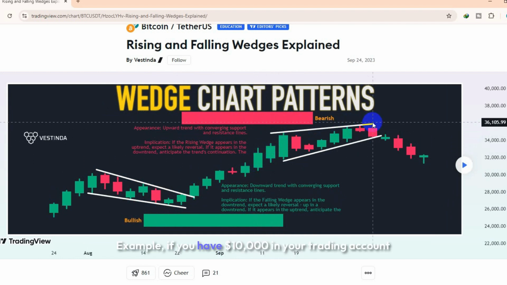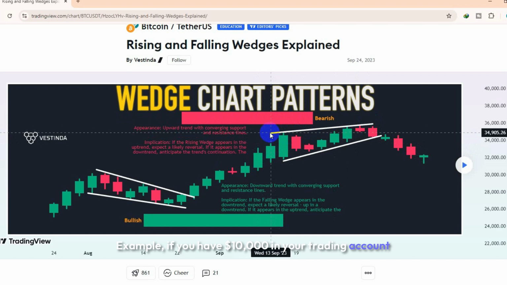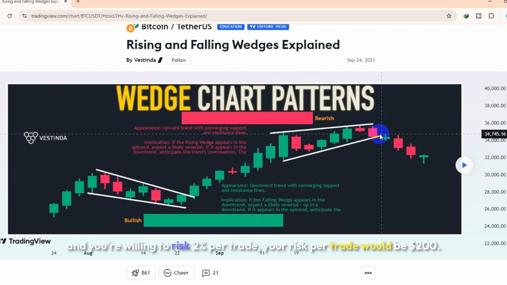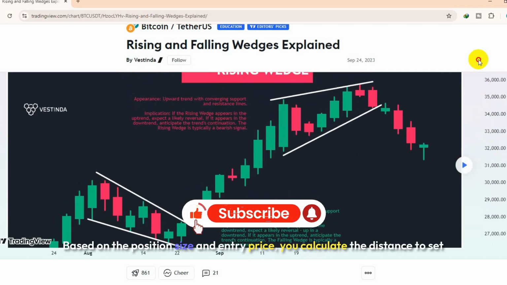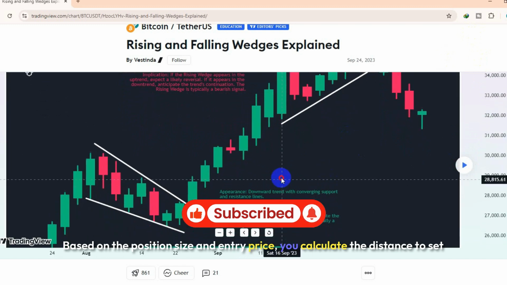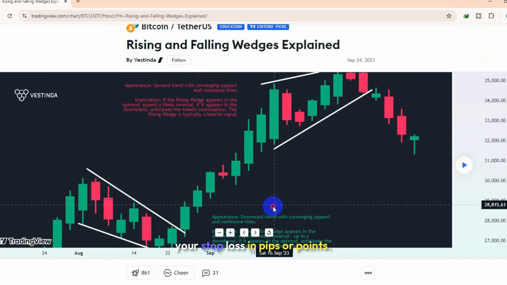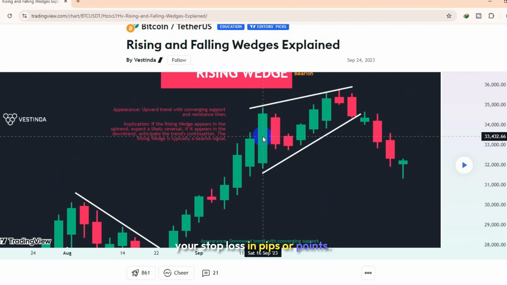Example: if you have $10,000 in your trading account and you're willing to risk 2% per trade, your risk per trade would be $200. Based on the position size and entry price, you calculate the distance to set your stop loss in pips or points.